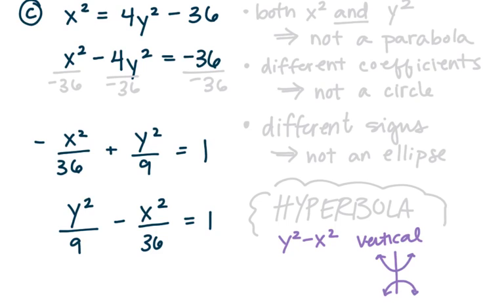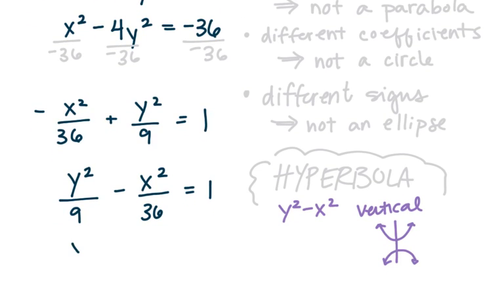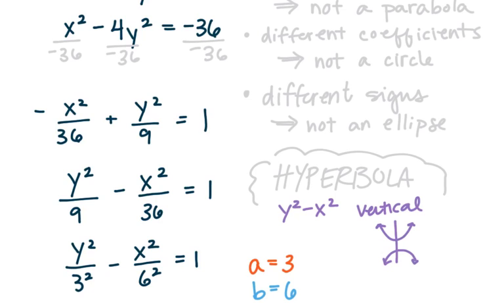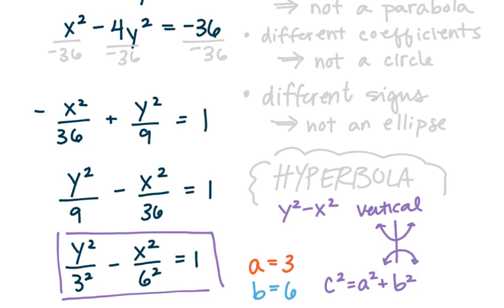While we're at it, what are the a and b values? Got y squared over 3 squared minus x squared over 6 squared. Now, with an ellipse, a is larger than b, but with a hyperbola, a comes first. So a is 3, b is 6, and the c value, that would be c squared equals a squared plus b squared. So we could calculate the c, which would help us with our foci. So this is my vertical hyperbola in standard form.